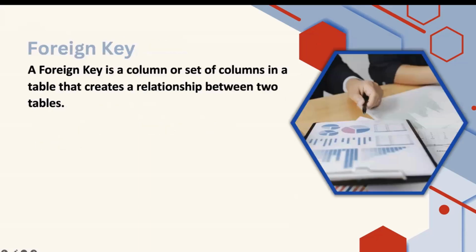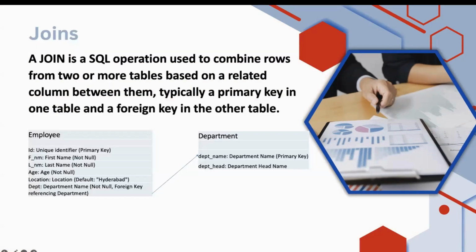So what is a foreign key? A foreign key is a key which helps us to establish a relation between two tables by referencing the primary key of another table. This is the foreign key here, which refers to the primary key of another table.